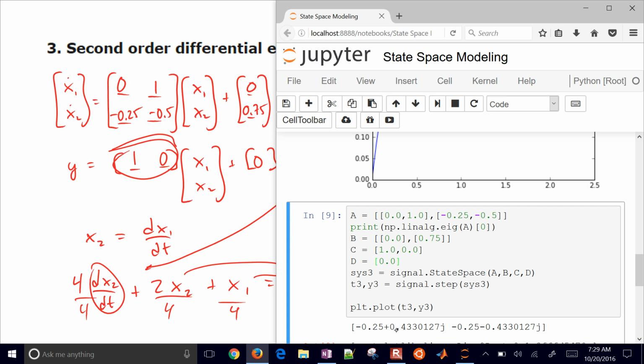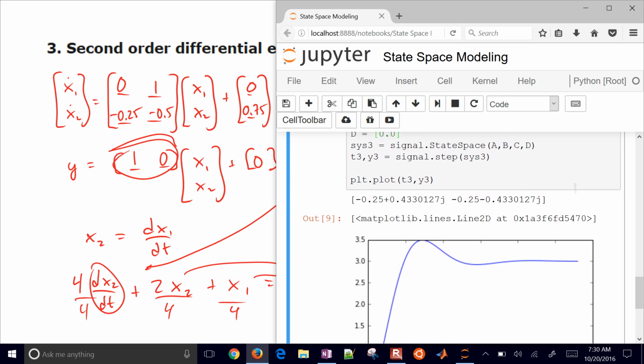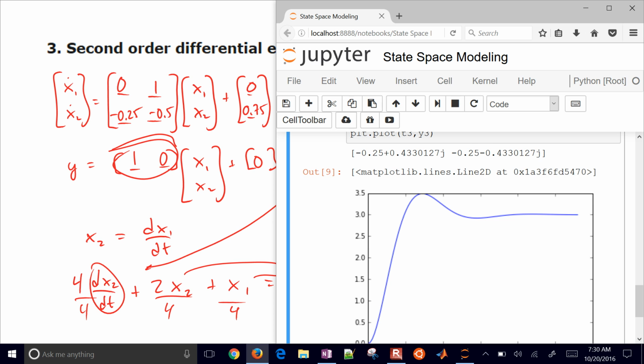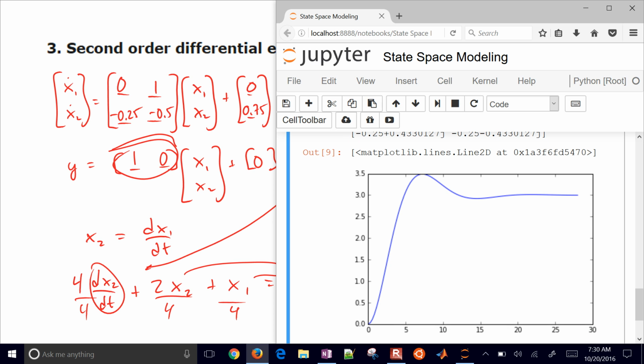Okay, so here we have it, and let's just scroll down so we can see these eigenvalues. We have an imaginary part, but we also have a real part. Both of the real parts are negative 0.25, and so that means that the system is going to be stable. So let's go down and look at the step response. We did have an underdamped system with a bit of overshoot, and you can see the response. It is oscillating, but it is stable.